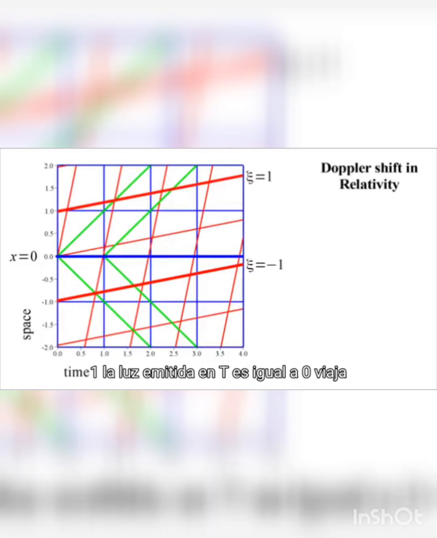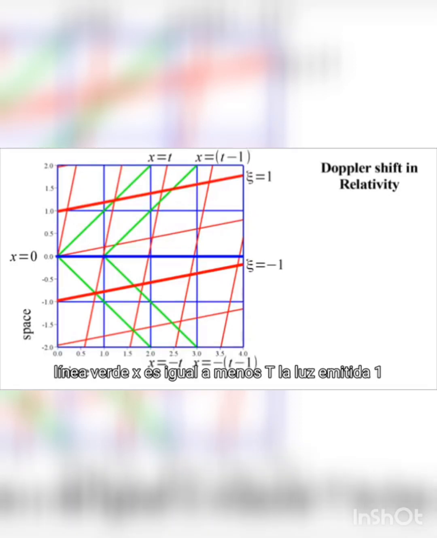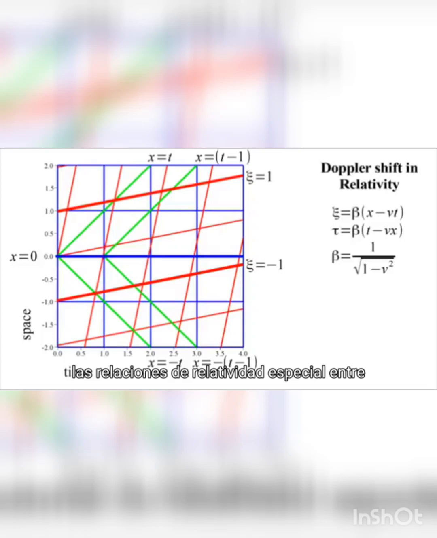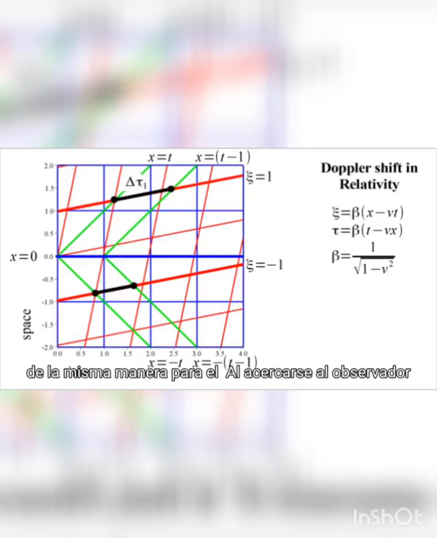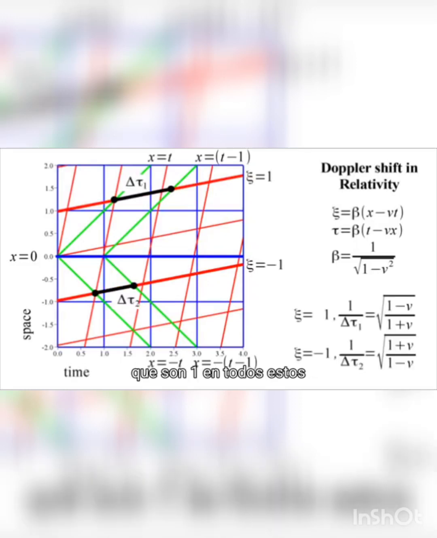Light emitted at t equals 0 travels towards the receding observer along the green line x equals t, and towards the approaching observer along the green line x equals minus t. Light emitted 1 second later travels along x equals plus or minus (t minus 1). Using these facts and the special relativity relations between the Latin and Greek coordinates, we can solve for the time interval between light signals perceived by the receding observer, call this delta tau 1, and likewise for the approaching observer, delta tau 2. We find that the frequencies, which are 1 over these time intervals, differ from the classical predictions.